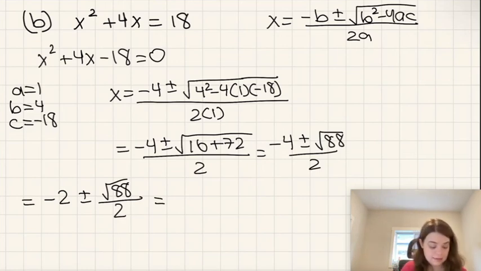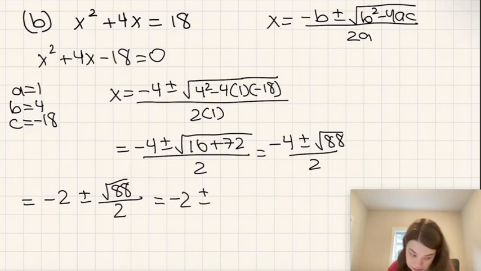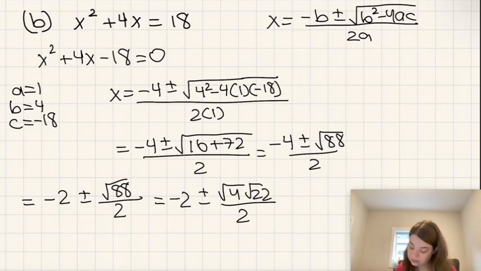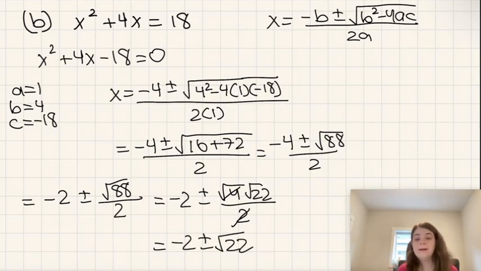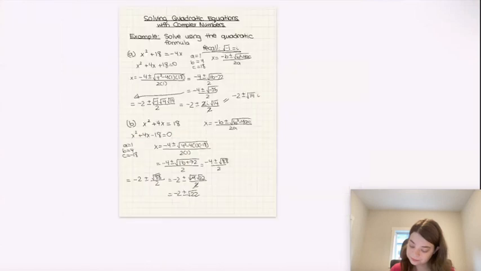Now, root 88 can be simplified a bit more. Keep in mind that 4 is indeed a factor. So this is going to be negative 2 plus or minus root 4, root 22 over 2. And root 4 and 2 are just going to end up canceling. So we end up with negative 2 plus or minus the square root of 22. And those are our two solutions, right? The first one is negative 2 plus root 22. The second one is negative 2 minus root 22. And so in this case, we actually ended up with two real solutions.